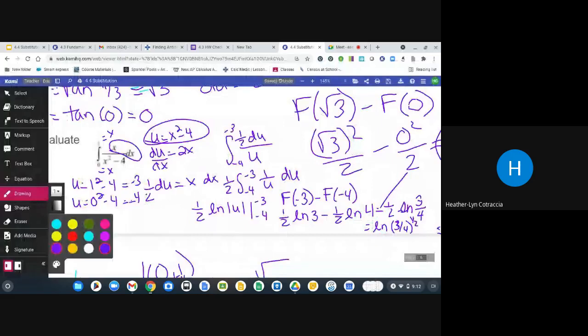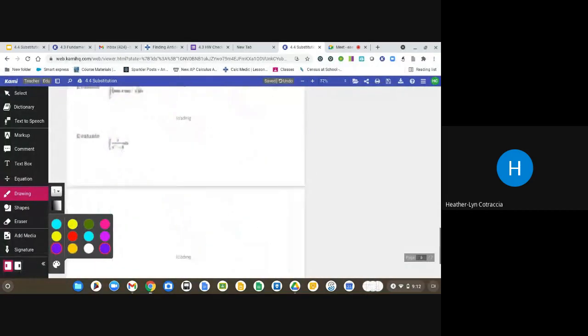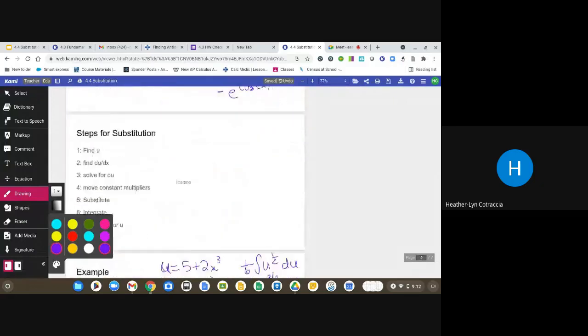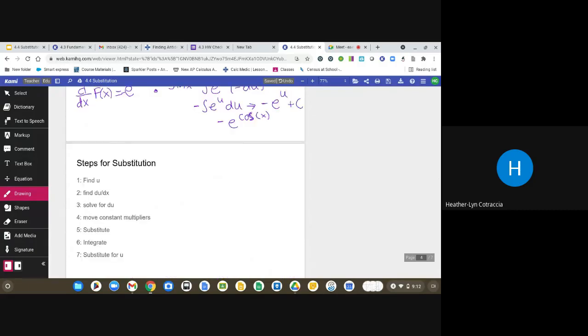So hopefully, after that video, you will be somewhat comfortable in evaluating integrals using a substitution method. There's your steps one more time. You find your u, you differentiate your u with respect to x. Yes, you're differentiating while integrating, so it's super fun. You solve for du, you move your constant multipliers, you substitute, you integrate, and then you substitute for u.